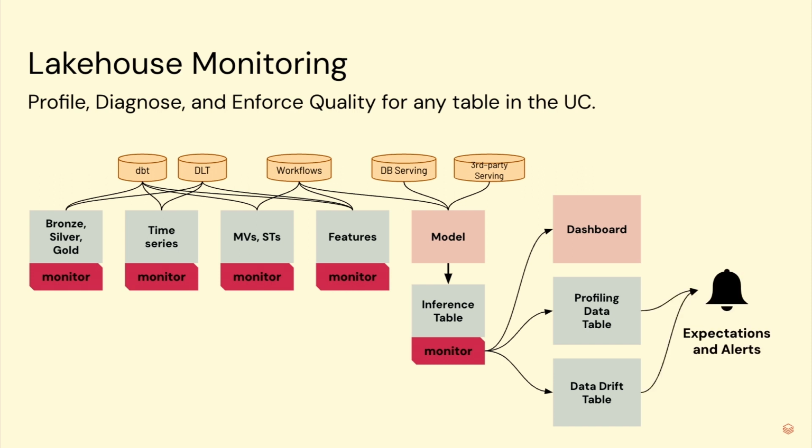The next step is you can also set expectations and alerts on those metrics. So what this means is you can catch if there's been a certain threshold that was exceeded on the metrics, or you can track how the metrics change over time.